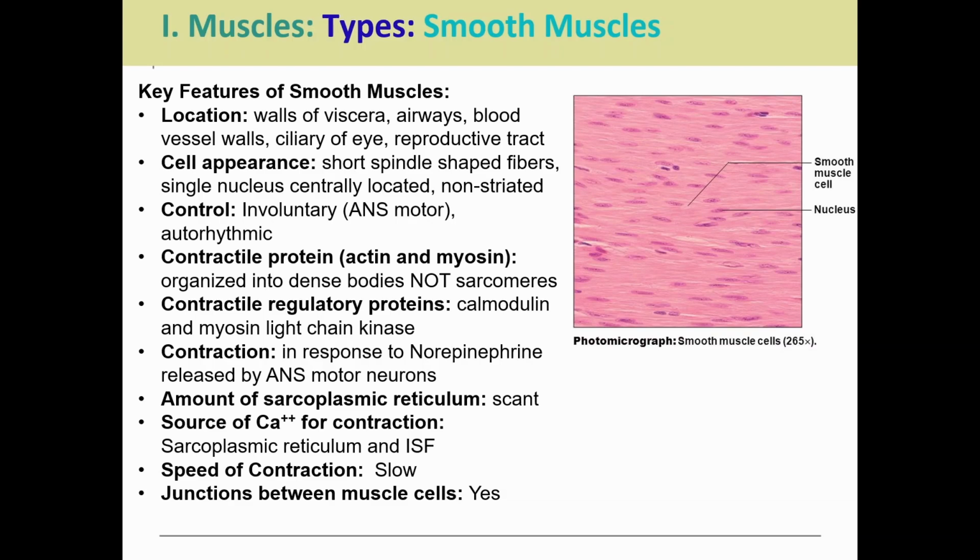And so that means since we're not using sarcomeres, we can change up the regulatory proteins. In this case, calmodulin and myosin light chain kinase are the ones regulating that. They're responding to norepinephrine from the autonomic nervous system. We don't have a lot of sarcoplasmic reticulum, although it still is our source of calcium, as well as the interstitial fluid. And the contraction speed is slower. We do see junctions between them as well. However, we don't see them as obvious like the intercalated discs we saw with the cardiac muscle.